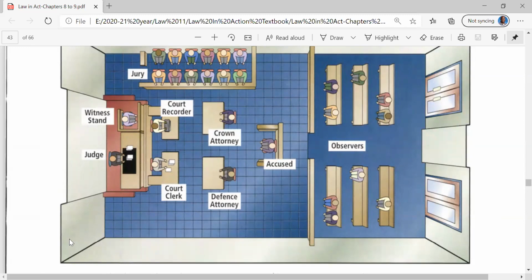The crown means, because we still are technically part of the Commonwealth, the crown represents the state, right? When you look at criminal cases, this is R versus Leakoff, right? R means Regina, which means queen. If we had a male king, it'd be Rex, I think, which means king. So the idea is that the crown represents the state. You have the court recorder, court clerk, judge, witness stand, and then of course you have the jury. So it's a little different, but we do keep the accused separate from their defense attorney.